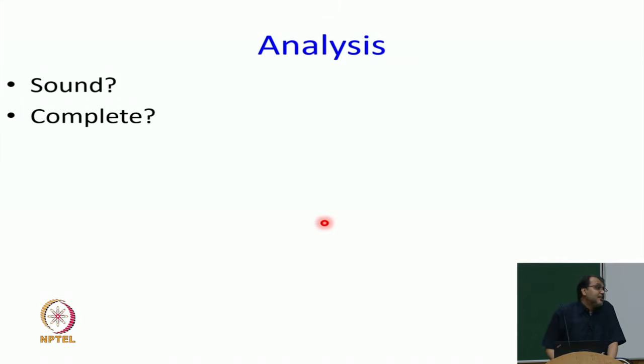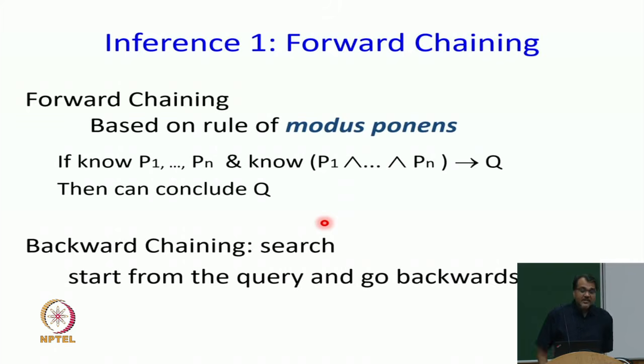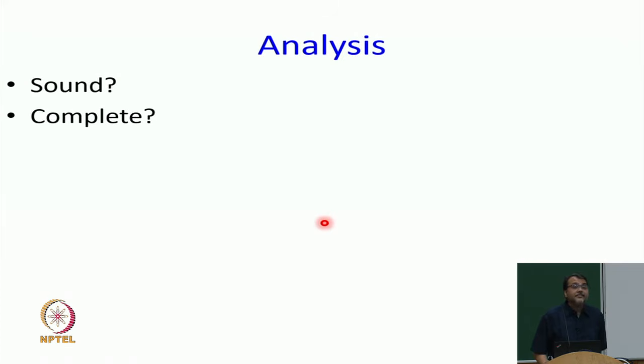Anyway, if I only do modus ponens in the forward direction, would it be a sound procedure? Whenever I apply modus ponens and prove a new thing, will it actually be entailed? Come on, this is not a very hard question. So the question is, if this is the only rule I was applying, that whenever I know P1 to Pn, and I also know that P1 to Pn implies Q, and therefore based on this knowledge I prove that Q is true, will Q really be true? Yes. So will it be a sound algorithm? Yes, it will never say something which is incorrect.